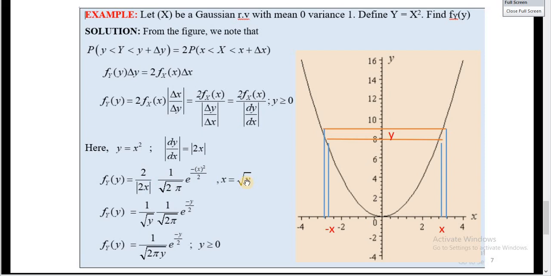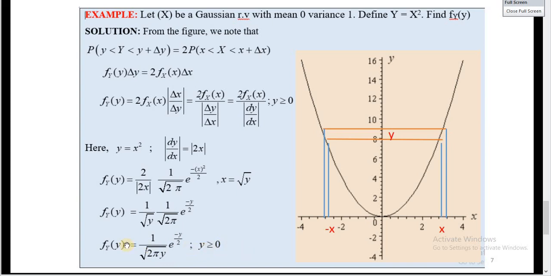We do substitution, we take only so that y is positive, so x equals square root of y, we take only the positive root. So f sub y of y, this 2 cancels out with this 2, so we have 1 over square root of y, 1 over square root of 2 pi e to the minus, instead of x squared, we substitute y, and so the density function of y, f sub y of y equals 1 over square root of 2 pi y e to the minus y over 2, and this is applicable for y larger than 0.